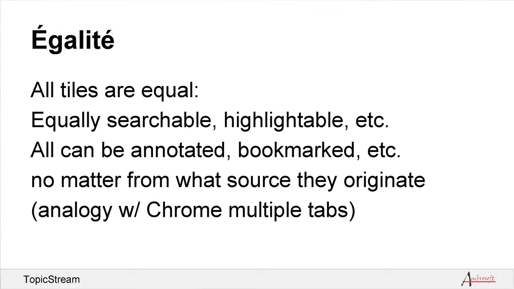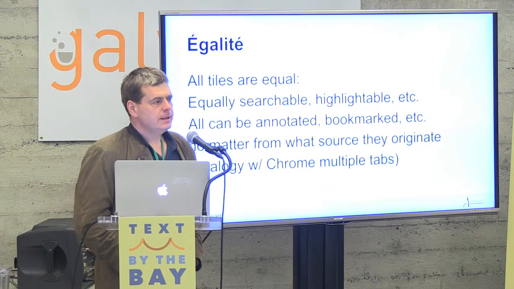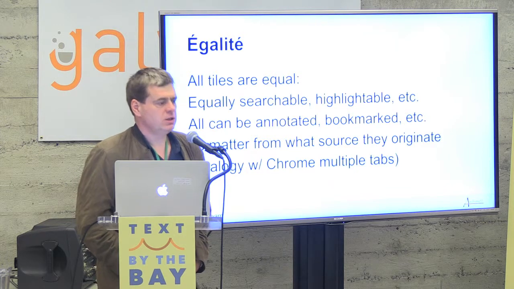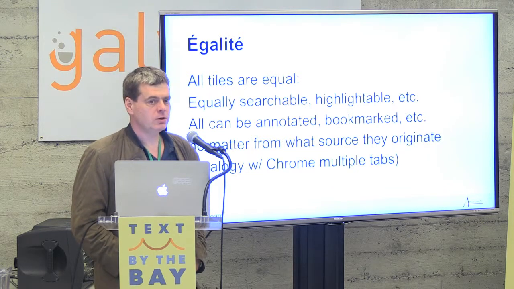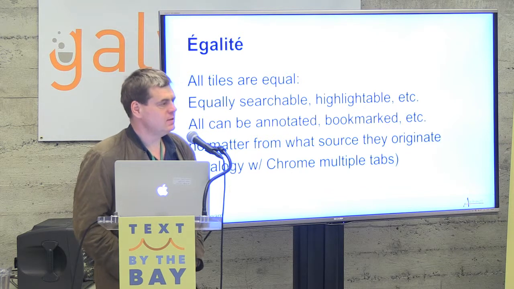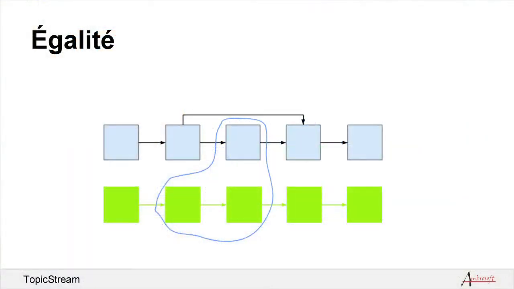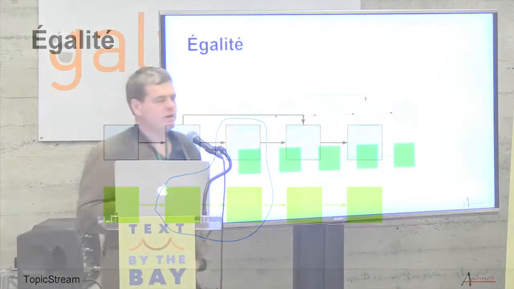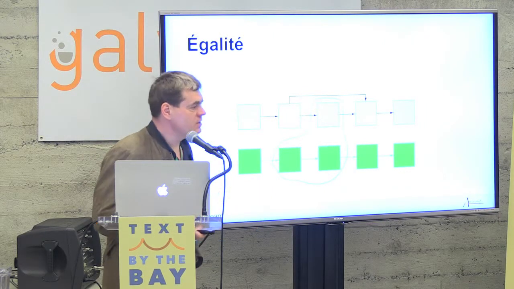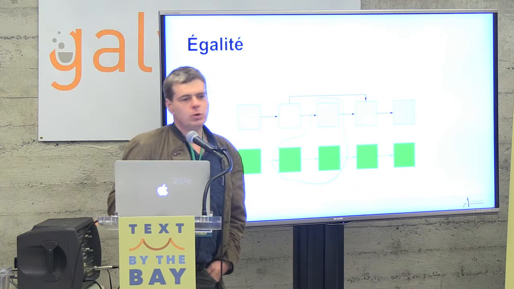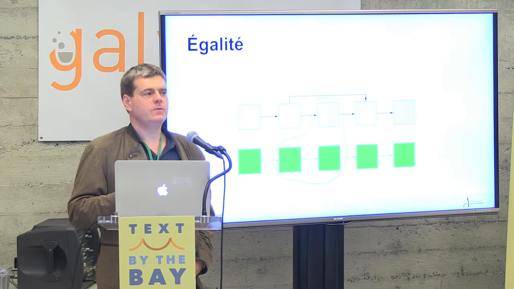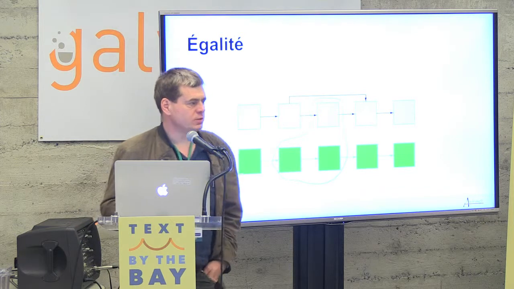That is, all the tiles are created equal. Even if they come from completely different sources, they are treated by the platform identically. So all of them are searchable, all can be bookmarked, all can be highlighted in the same way. In this case, we say that the tiles which are surrounded by this curve are all treated the same. They have some IDs in the system, and no matter what their provenance, where they are coming from, they are treated identically, from the point of view of, for instance, searching.